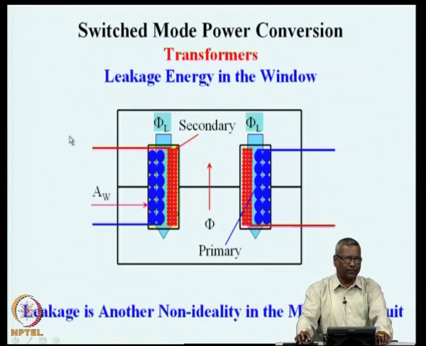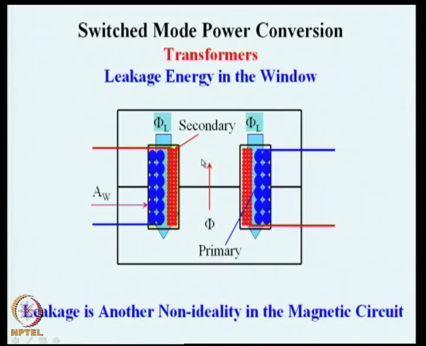The second important non-ideality in the transformer is the leakage field in the window area. Ideally, the magnetic field has to be only in the core and not anywhere outside the core. That will be true if the permeability of the magnetic material is perfect, is infinity. There will be no leakage field in the air, outside the core or in the window.